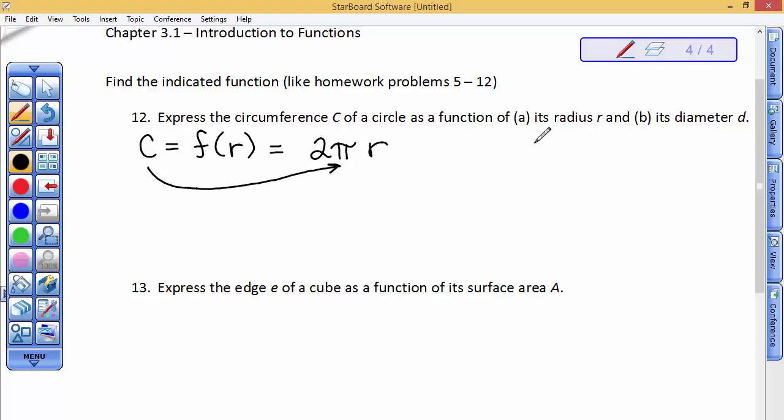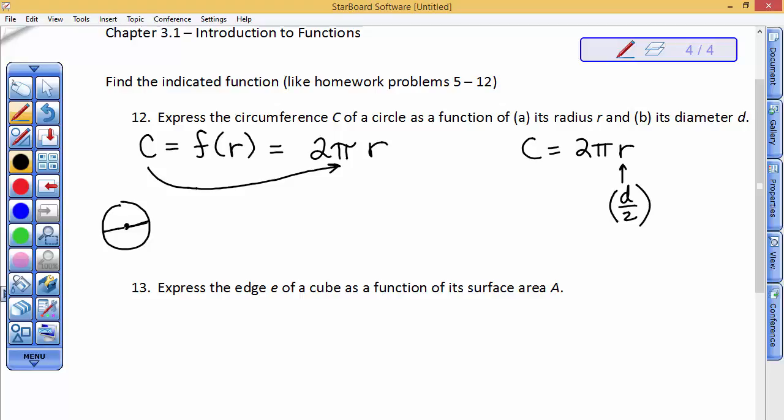But if I wanted to take this equation and write it over again with the letter d instead of the letter r, I could replace this letter r with d divided by 2, because isn't the diameter cut in half of a circle? Isn't that the radius? Here's a circle. Here's the radius. The diameter is all the way across, so you cut that diameter in half. The diameter cut in half is the radius.